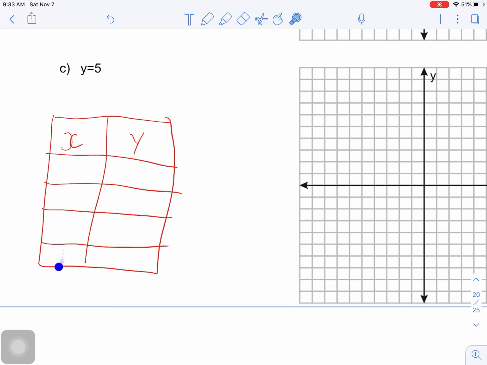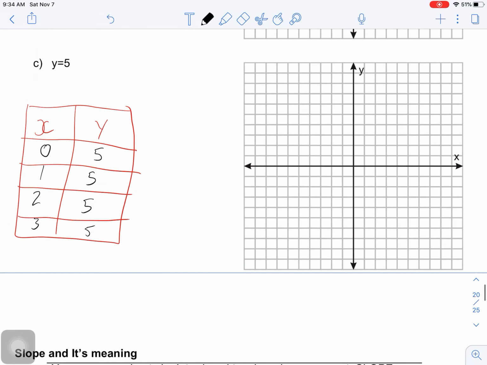So here, let's plot and make sure our x values go up by a constant increment. So let's start 1, 2, 3. There you go. Now, when x is 0, what is y? Well, y is 5. That's what it says. When x is 1, what is y? Well, y is 5. When x is 2, what is y? Well, y is 5. And hopefully you can see here that we're just constantly increasing.